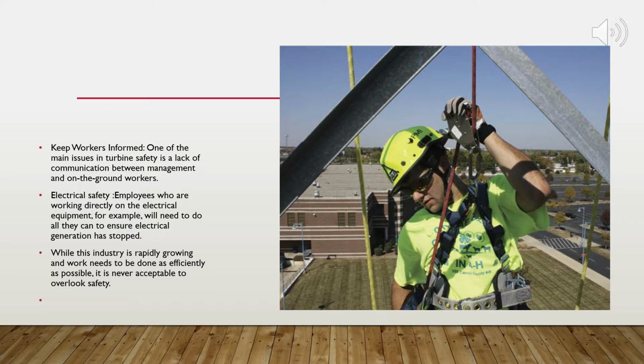Keep workers informed. One of the main issues in turbine safety is a lack of communication between management and underground workers. Electrical safety. Employees who are working directly on the electrical equipment, for example, will need to do all they can to ensure electrical generation has stopped. While this industry is rapidly growing and work needs to be done as efficiently as possible, it is never acceptable to overlook safety.